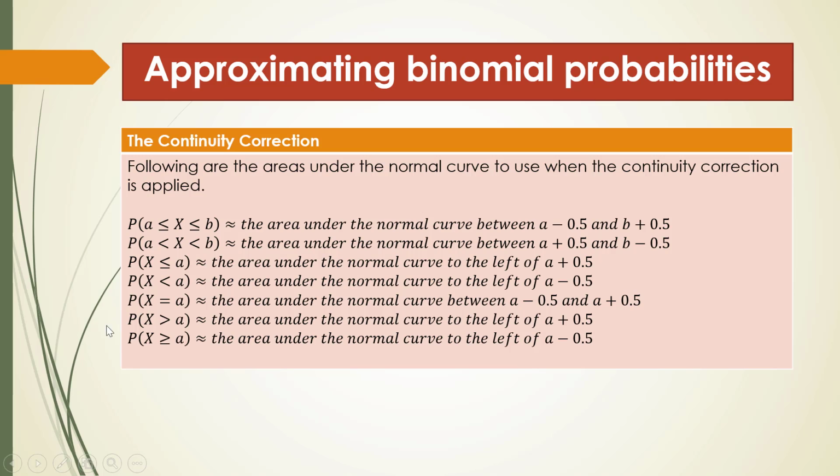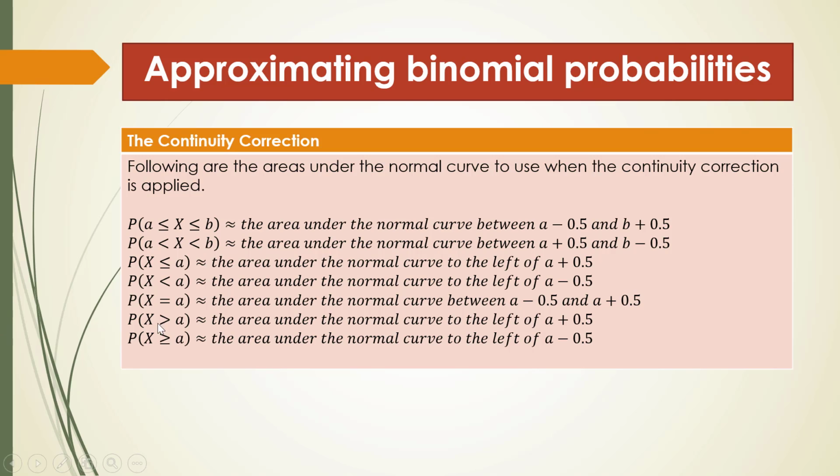If the question asks for the probability that x is exactly a, then it can be approximated by the area under the normal curve between a minus 0.5 and a plus 0.5. This is a clear example to see that continuity correction is important. Without continuity correction, the probability x equal to a using the binomial distribution is not zero. However, if we don't use continuity correction, the probability that x equals a using the normal distribution is zero, because for a continuous distribution, the probability at any single point is zero.